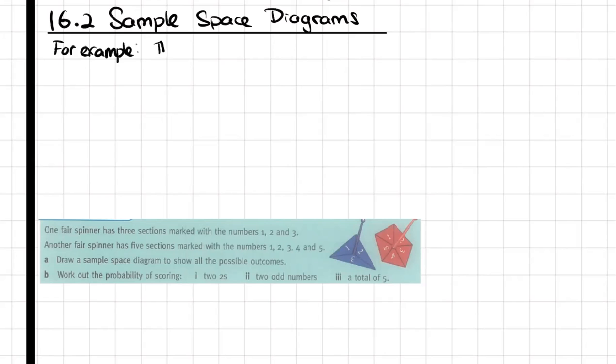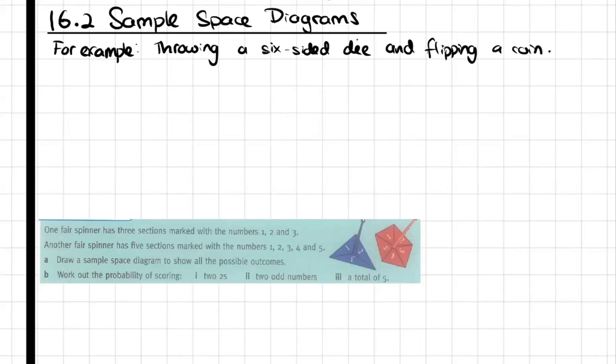throwing a six-sided die and flipping a coin. These two events have different amounts of equally likely outcomes.